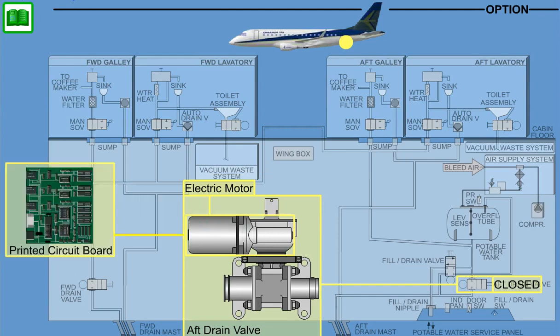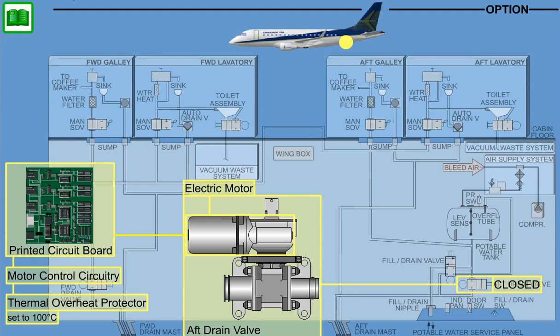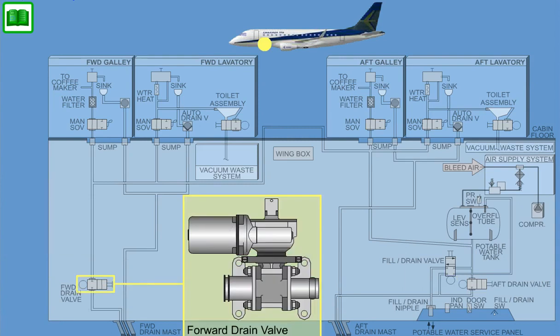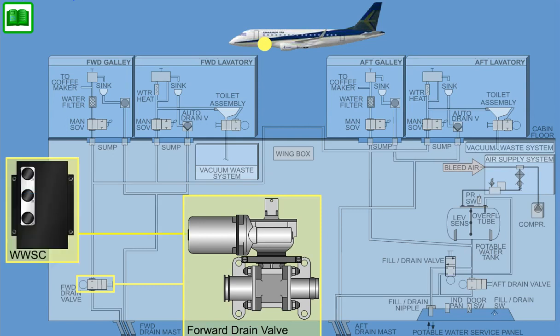The valve contains a printed circuit board with motor control circuitry and a thermal overheat protector set to 100 degrees Celsius. The thermal protector removes power from the motor in case of an overcurrent condition and automatically resets to the closed position when the temperature falls below the tripping point. The forward drain valve serves to drain the forward potable water system line on ground or in flight. The valve is operated by electrical signals from the WWSC. The normal position of the valve in flight is closed. The valve is identical to the aft drain valve.